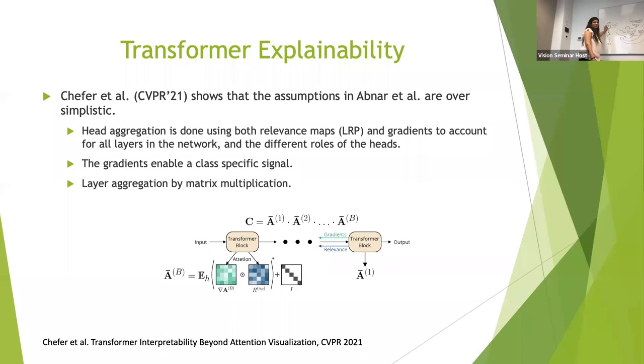And as I said, I won't get too deep into it because we actually removed it in our second method, which is the one that I want to get into in more detail. So we have the attention gradients to average across the heads, and we have the relevance in order to account for all the other layers in the transformer. So this is how we average across the heads, and the way that we average across the layers is by matrix multiplication. Here we adopted the interpretation from attention rollout.